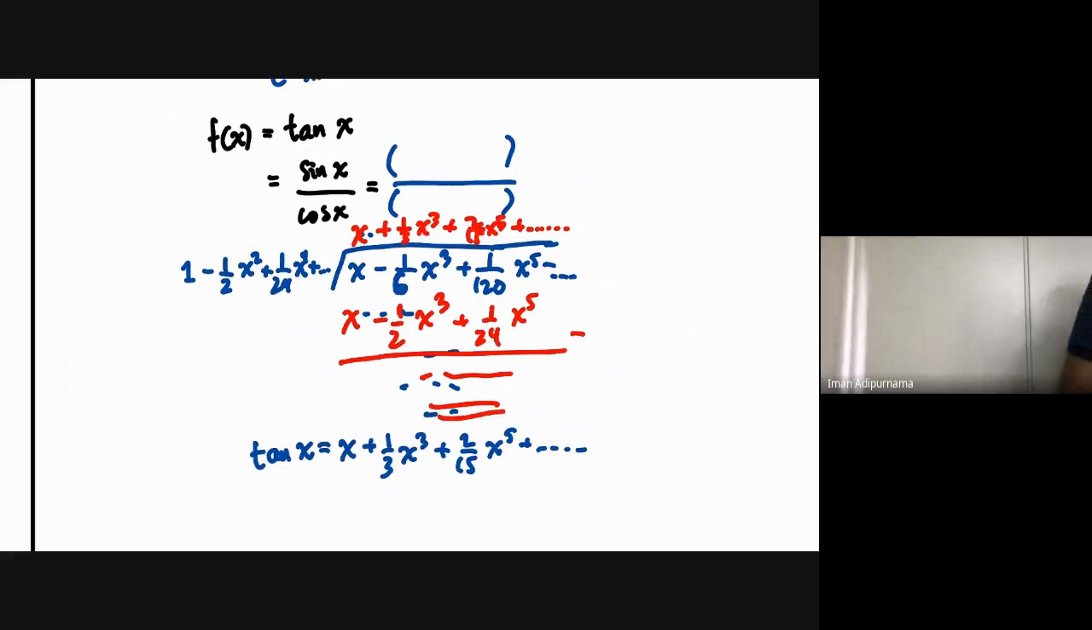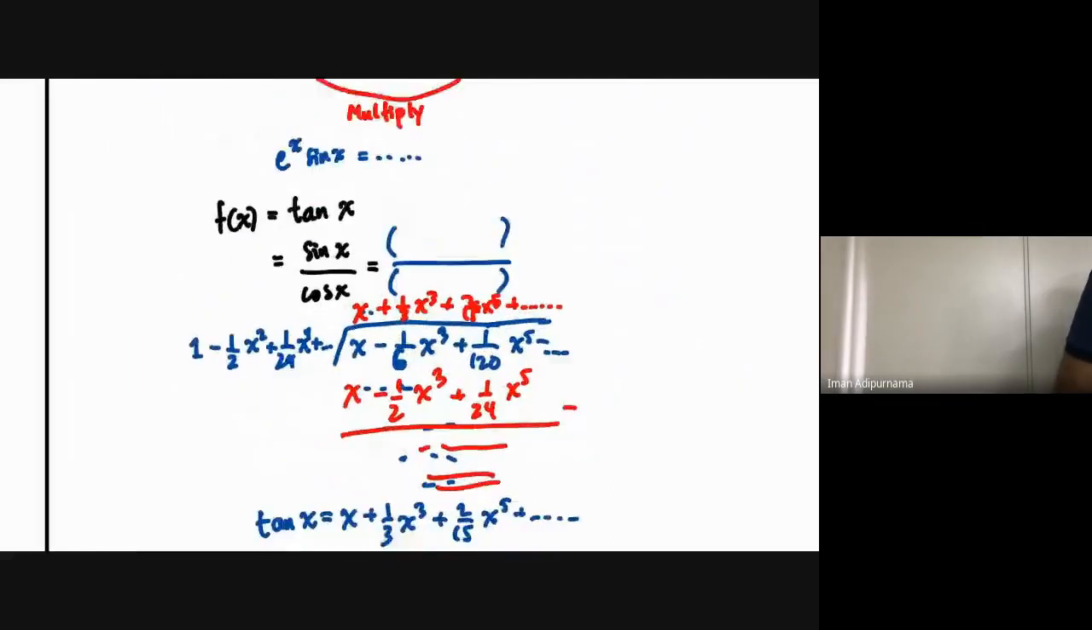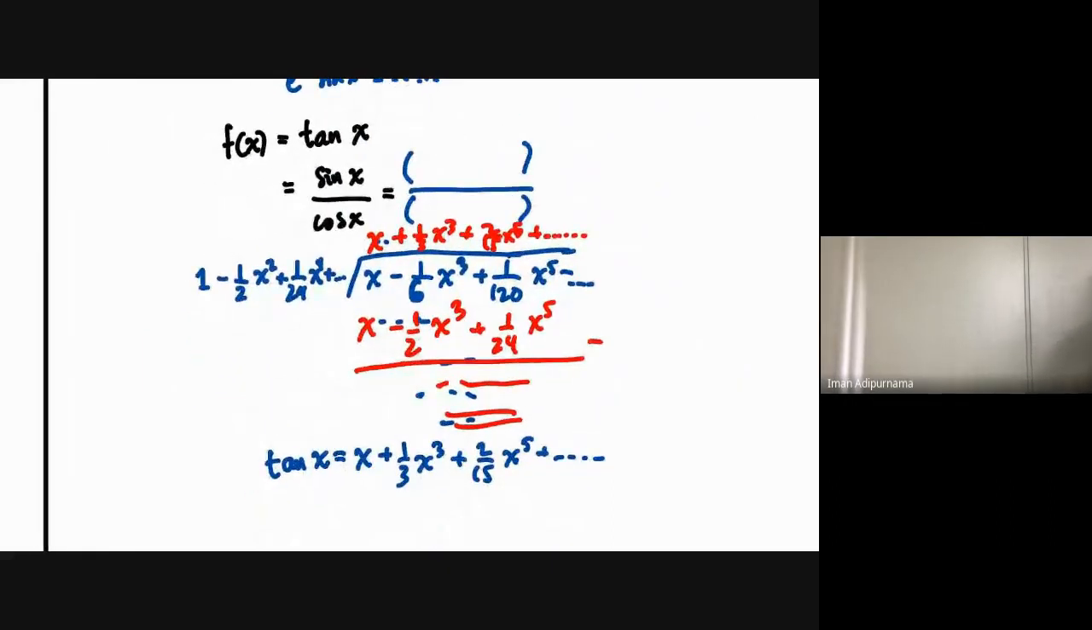And don't forget the same thing when we multiply e to the x and sine x, we multiply all. Actually, maybe you can just focus on the first few terms, and that's okay. And that's it, chapter 11.